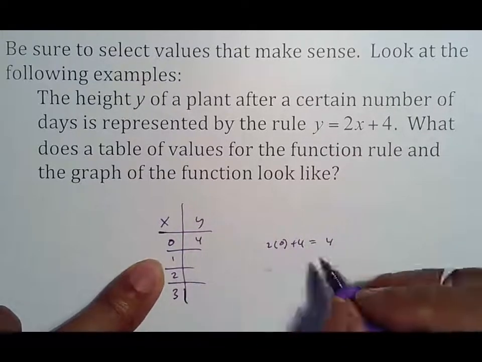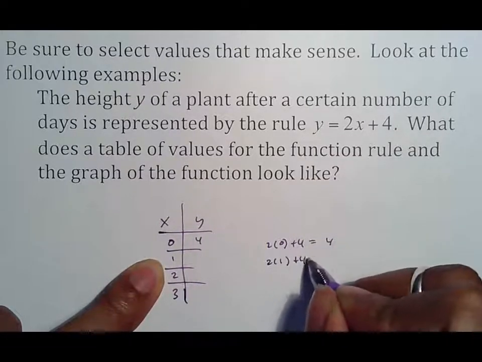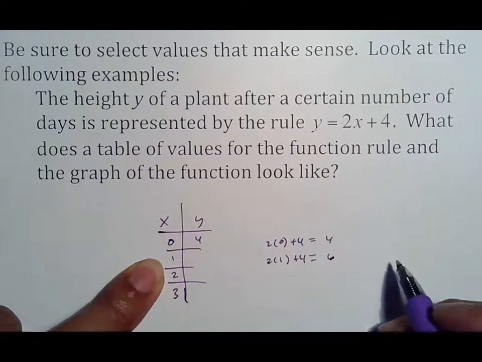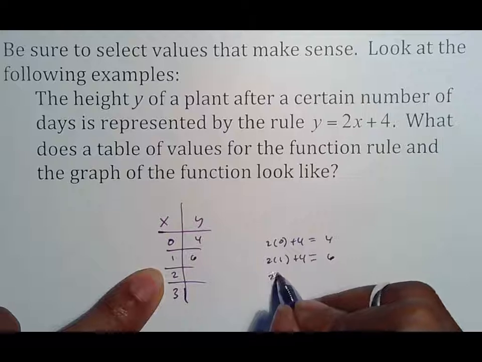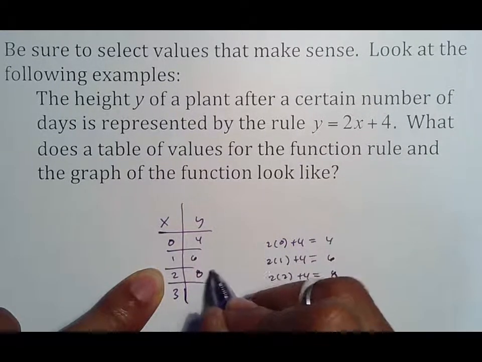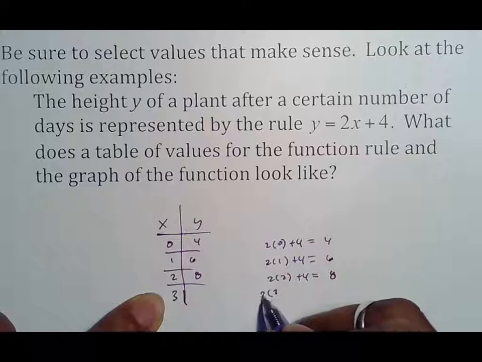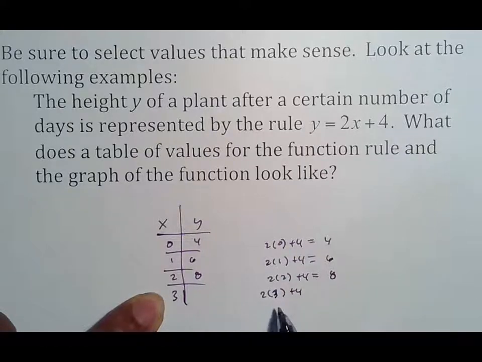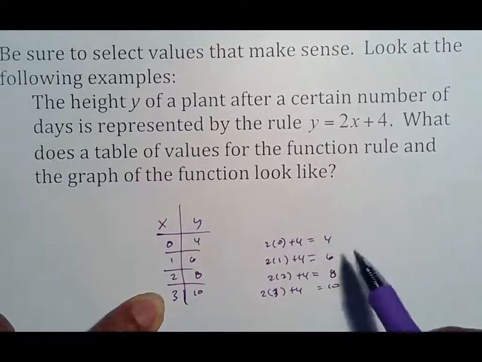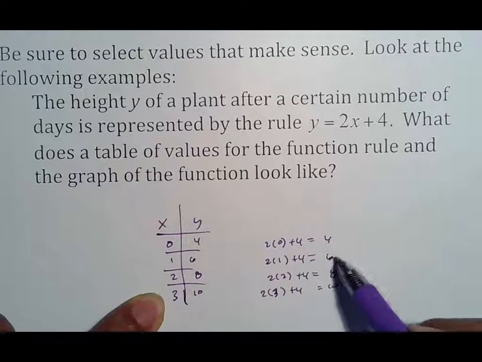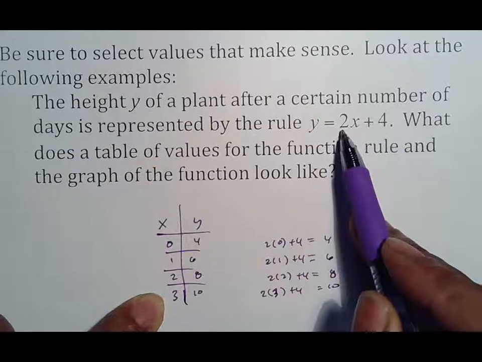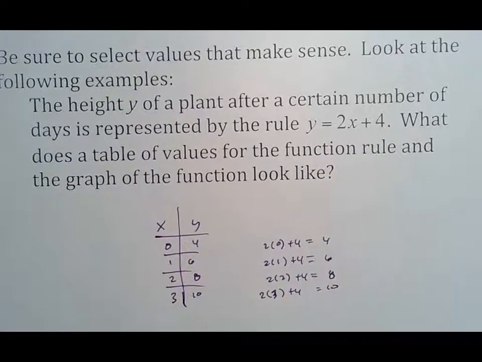There you go. Then 2 times 1 plus 4, which would be 2 times 1, which is 2 plus 4, or 6, using the order of operations. Then 2 times 2 plus 4, which is 4 plus 4, or 8. And 2 times 3 plus 4, which is 6 plus 4, or 10. Now what's interesting is you see that that's plus 2, plus 2, plus 2, but remember that is your m. Y equals mx plus b, so it does make sense that it would increase by 2.